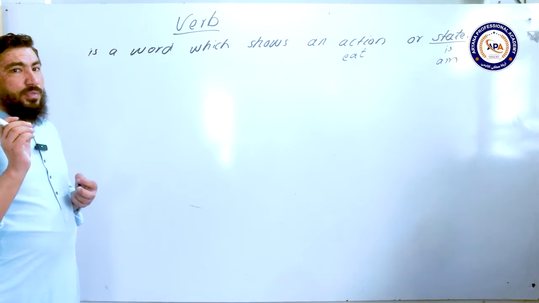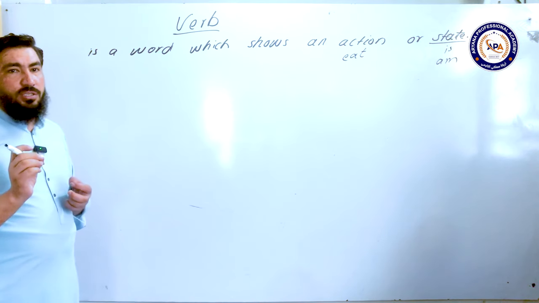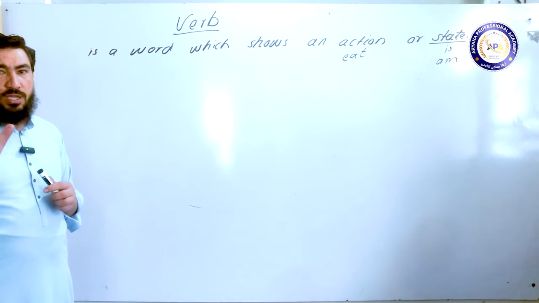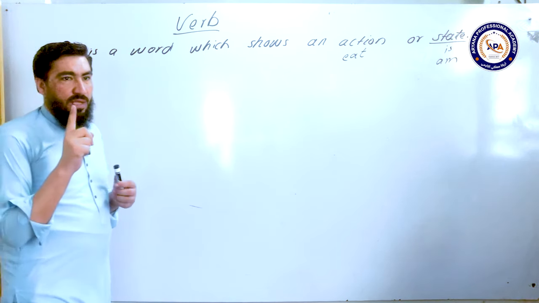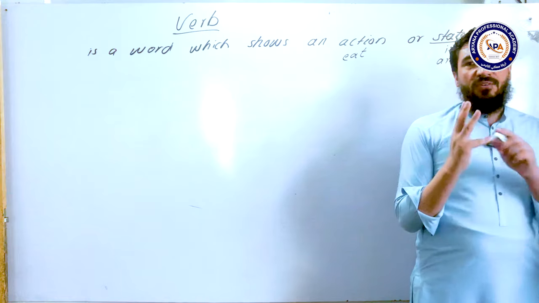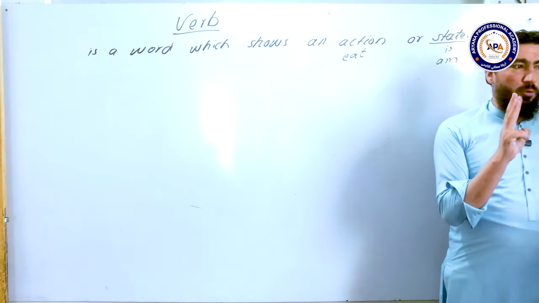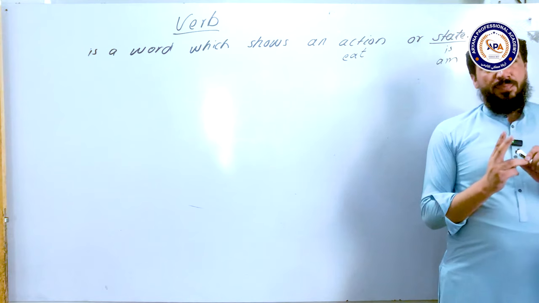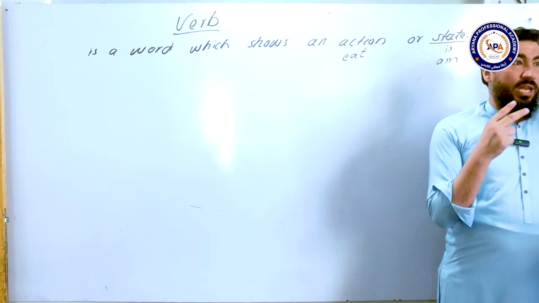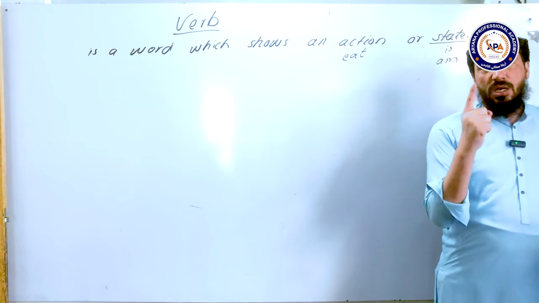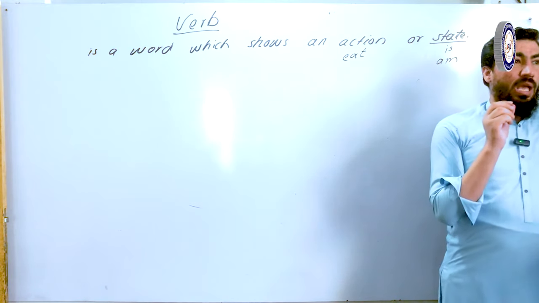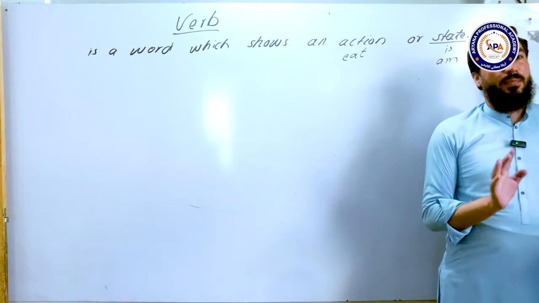And one thing more, the most important element for a sentence is a verb. For example, if a sentence is made up of five words, one must be a verb. If a sentence is made up of four words, one must be a verb. If it is made up of only three words, it must include a verb. And if a sentence is made up of only two words, still there must be a verb. And even if a sentence is made up of only one word, that one word will be a verb, not any other part of speech. So a sentence without a verb is impossible.